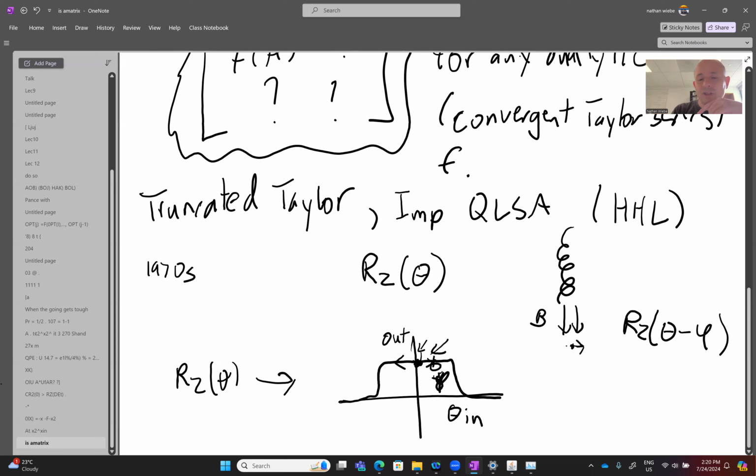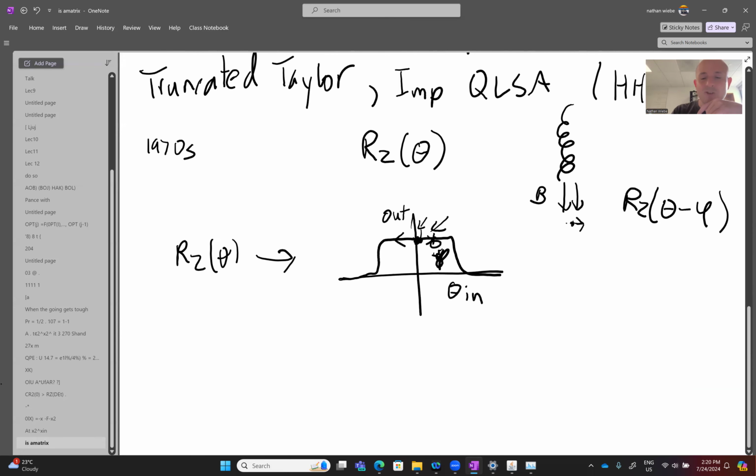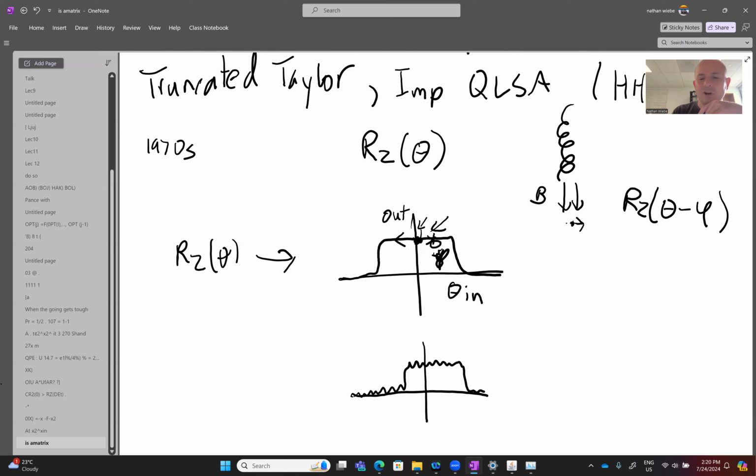So the question is, can we implement a polynomial transformation? And such a polynomial transformation that would approximate this might look like this, where we've got maybe some small jitter, because obviously we can't have a function that's completely flat and precisely represent that with a polynomial unless it's the constant function. So that means we're going to need some machinery for doing this.